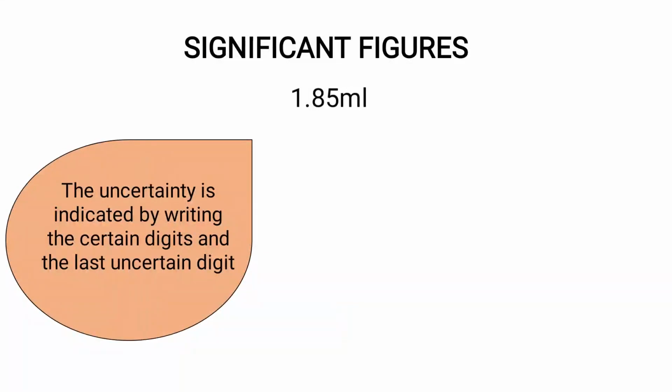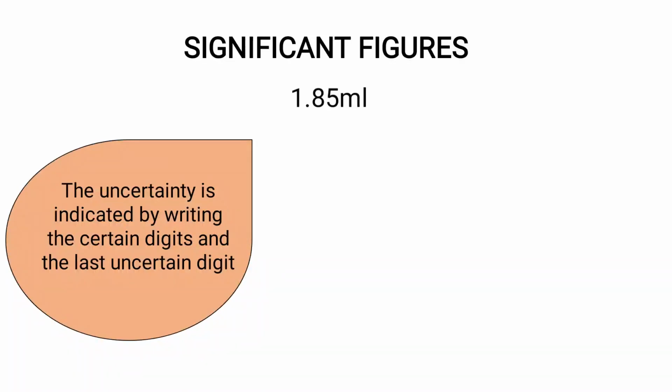The uncertainty in the experiment or the calculated values is indicated by mentioning the number of significant figures. So the next topic is significant figures. What are these significant figures? These are meaningful digits which are known with certainty. The uncertainty is indicated by writing the certain digits and the last uncertain digit.